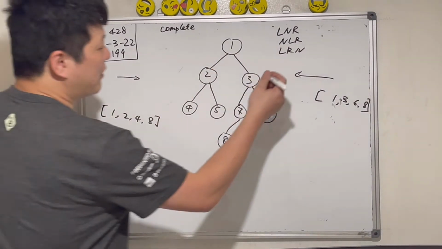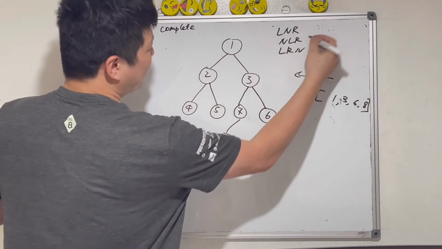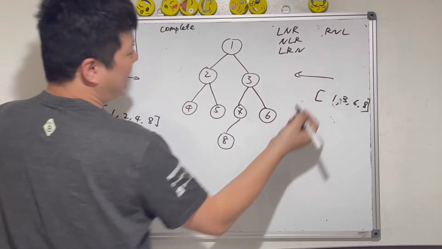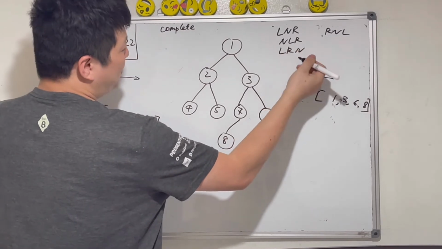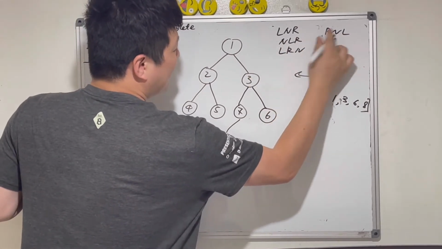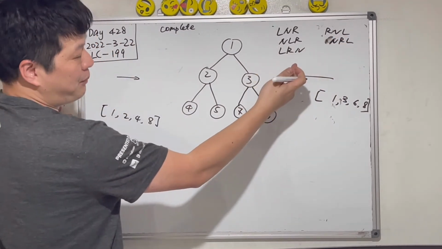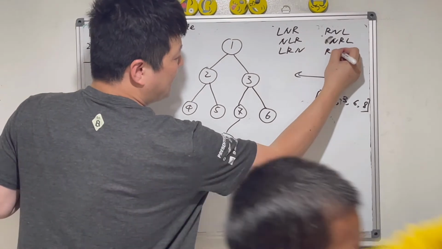Sometimes we also do them reversed. For example, reverse in order will be R, N, L. Reverse pre-order will be N, R, L. And reverse post order will be R, L, N, right?